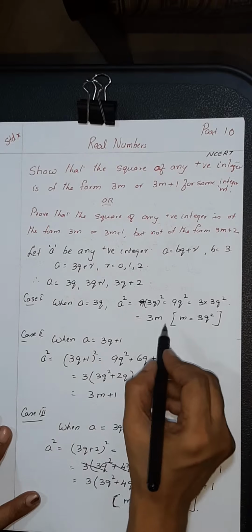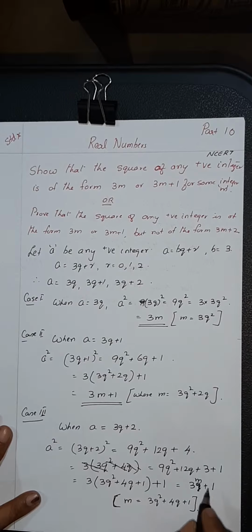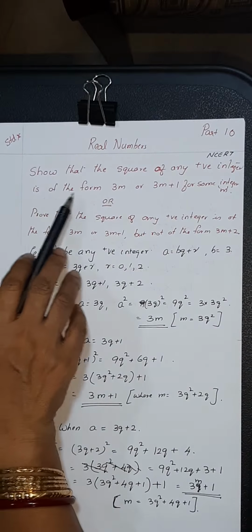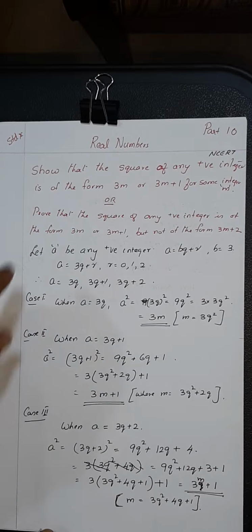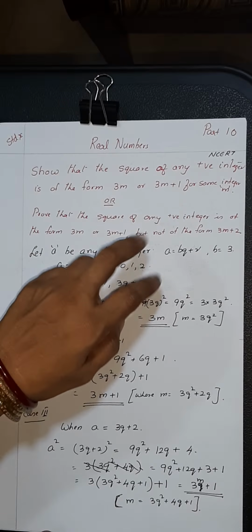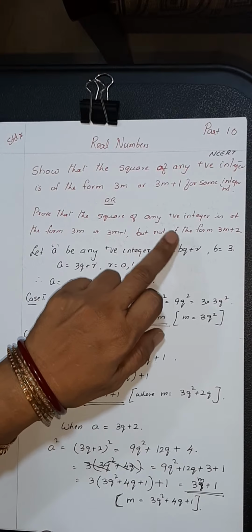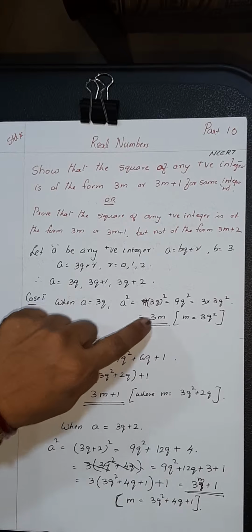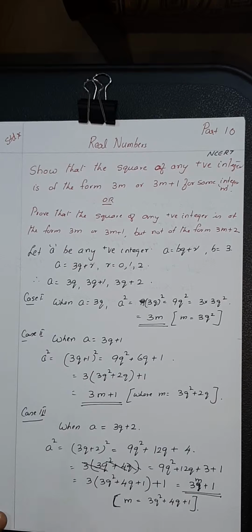So you were able to write it in the format 3m plus 1, here also 3m plus 1. So the square is either of the form 3m or 3m plus 1. If the question is asked as the square of any positive integer is of the form 3m or 3m plus 1 but not of the form 3m plus 2, here you have already proved it is only in this. So you can straight away write it is not of the form 3m plus 2.